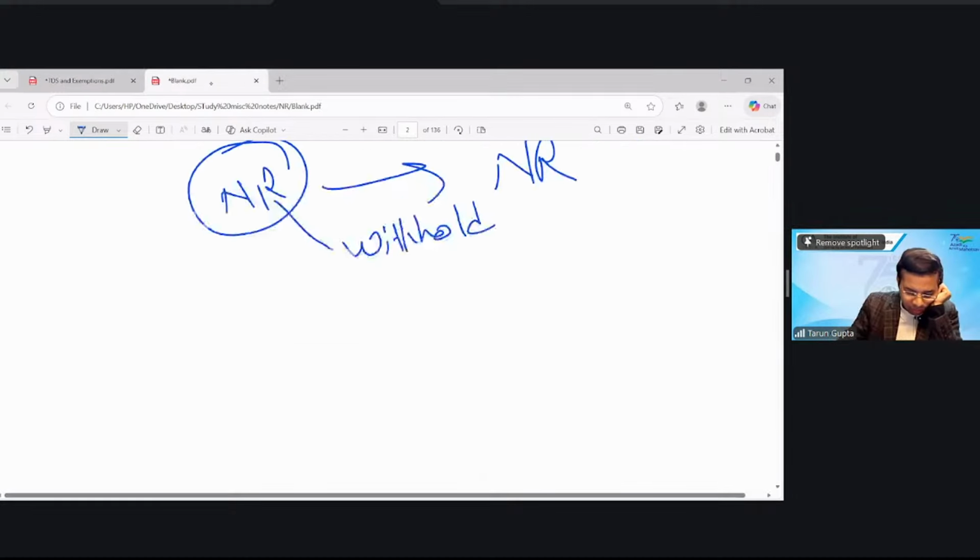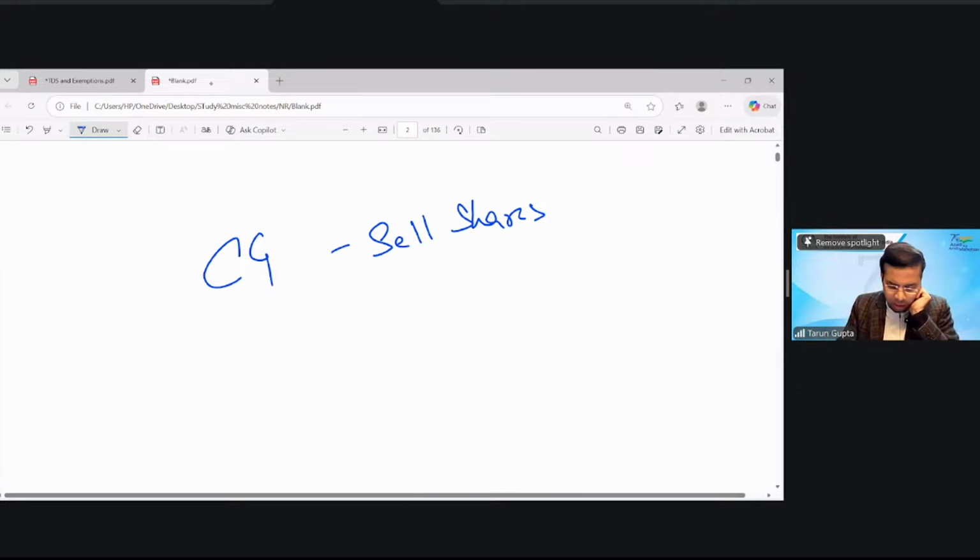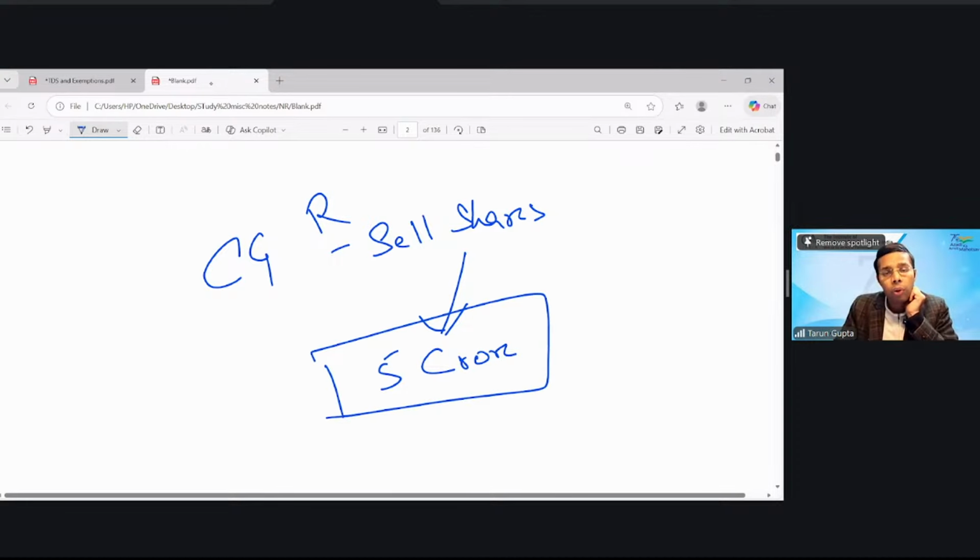If you see, on capital gains, except the immovable property, say I as a resident sell shares to another person, whoever may be that other person, and I earn a capital gain of say rupees 5 crore on sale of such shares. Is the payer required to withhold tax on this 5 crore? This 5 crore is clearly my income, the income of the resident. But is the payer required to withhold tax? Answer is no.